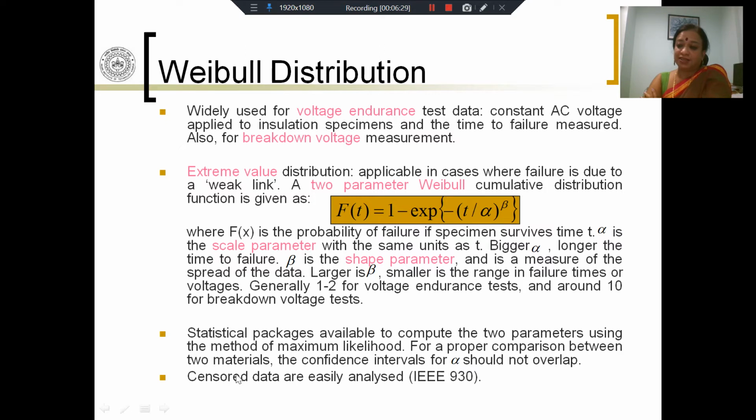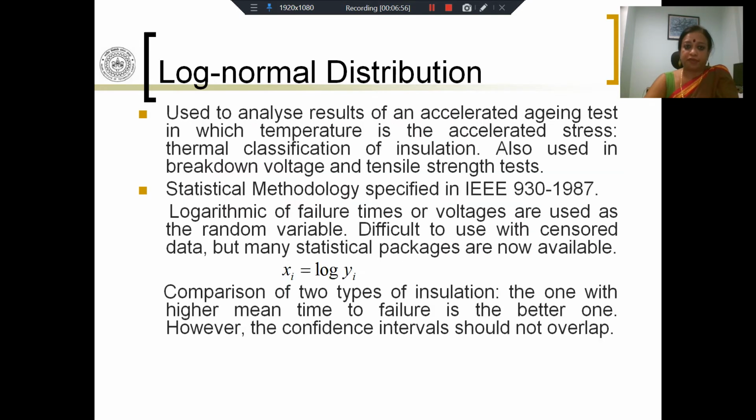Also, there are standards for analyzing sensor data for Weibull packages. IEEE 930 gives you the standards for analyzing sensor data. One thing I should mention is that the alpha value is the value not with 50% probability, but the value which has 63.2% probability. This is by convention. So 63.2% probability of failure, the voltage, or the time to failure, whichever it is that we are working with.